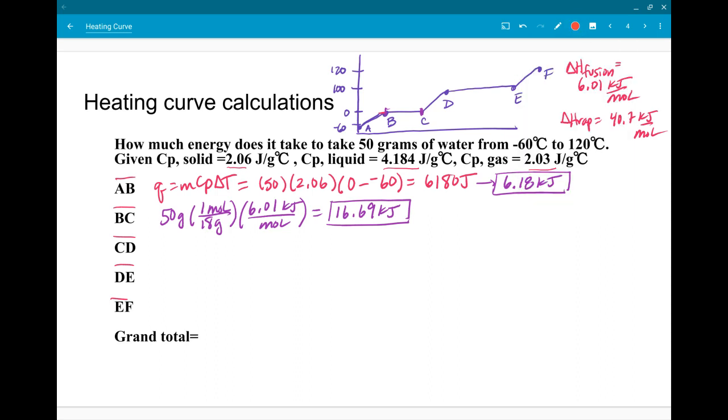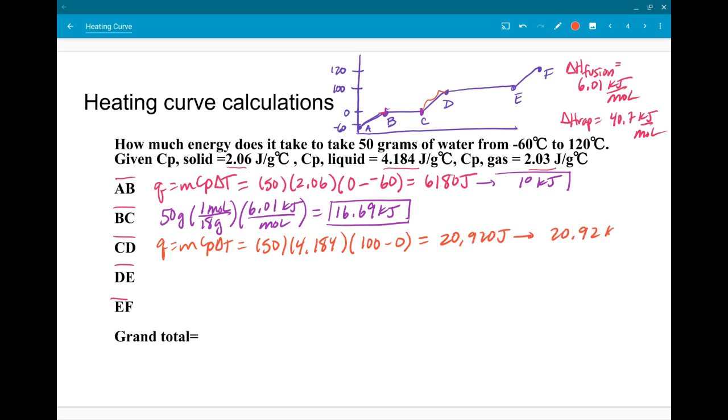Okay, let's look at line segment CD. Notice we have a sloped line, so we're back to calorimetry. This is going to be our 50 times the 4.184. Traditionally, this is what we've used. And then my delta T is going to be 100 minus 0, so from my boiling point to the freezing point. If I solve that one out, I found it to be 20,920 joules. So I can go ahead and convert that to kilojoules.